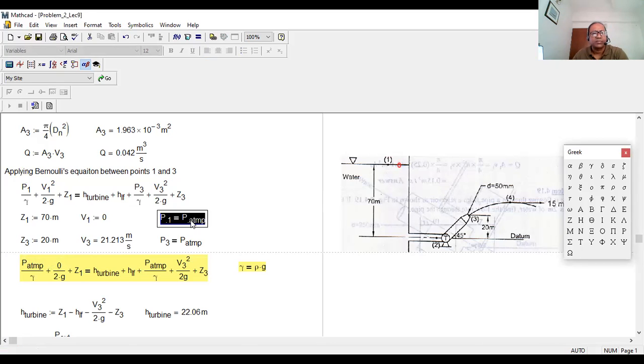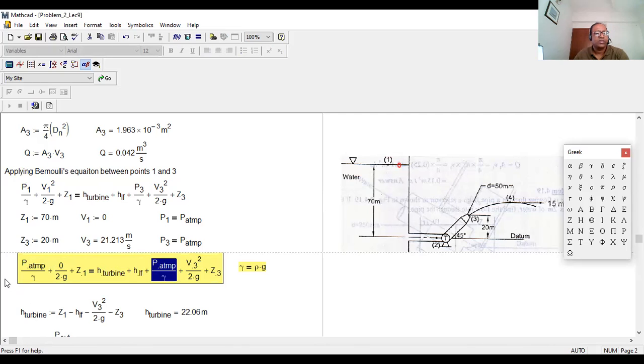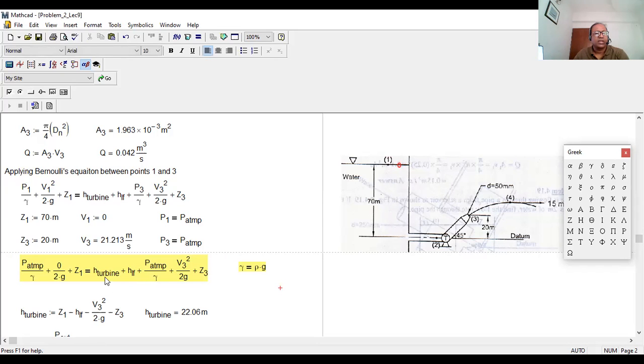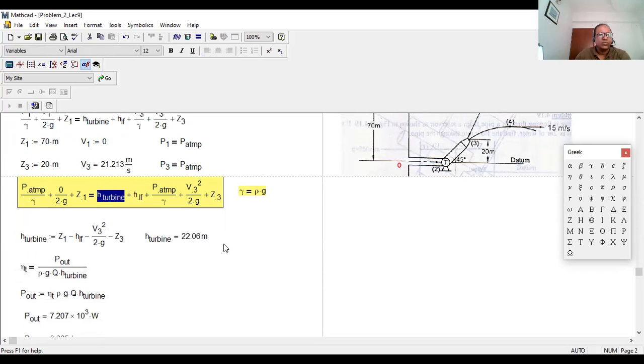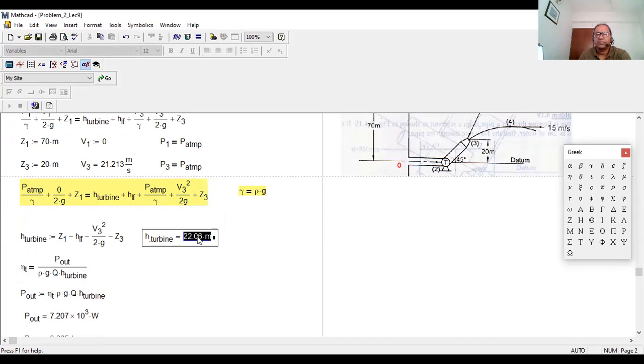P1 is atmospheric pressure. Z3 is given. V3 we already figured out is 21. P3 is atmospheric pressure. All the data we now put over here. So the atmospheric pressure terms will cancel out. V1 is 0, so this will be 0. Z1 is given. So easily we can figure out the H turbine. From here, we are getting H turbine equal to 22 meter.